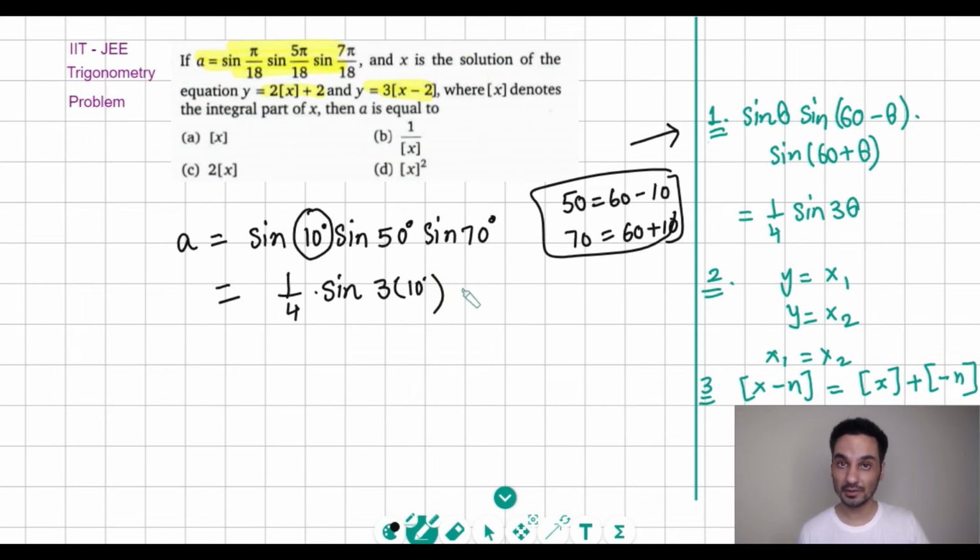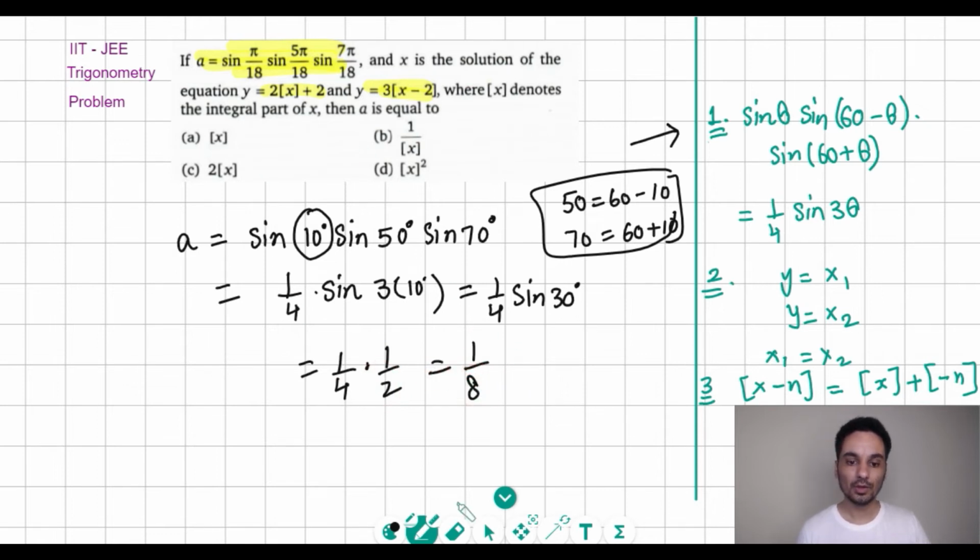so that is 30. 1 over 4 sine 30 degrees, and we know that sine 30 degrees is 1 over 2. So we have 1 over 4 times 1 over 2, and that's 1 over 8. Now we have the value of a, which is 1 over 8. Now let's go ahead and apply the second and third formula to these equations.